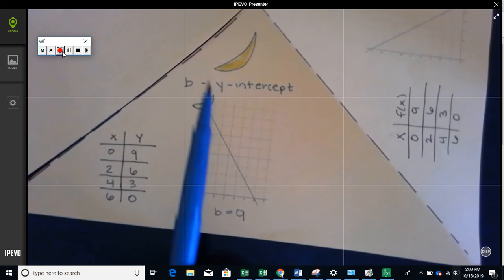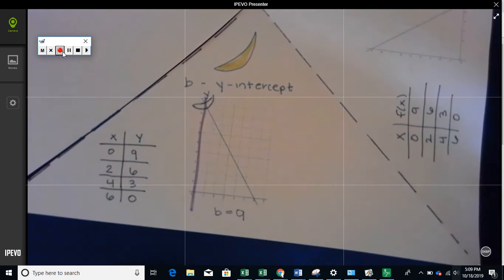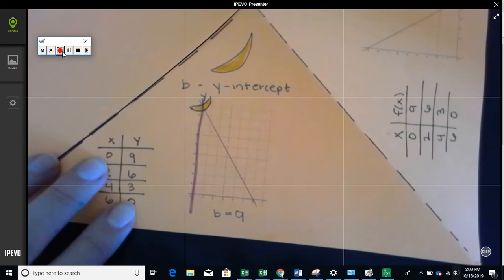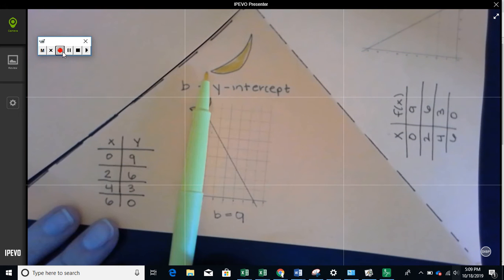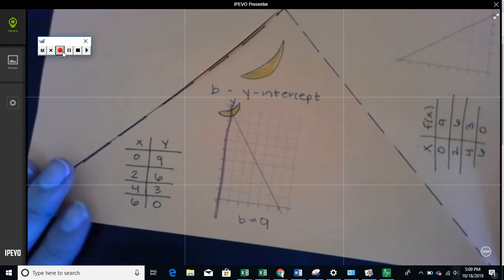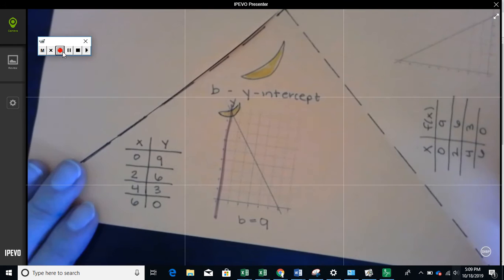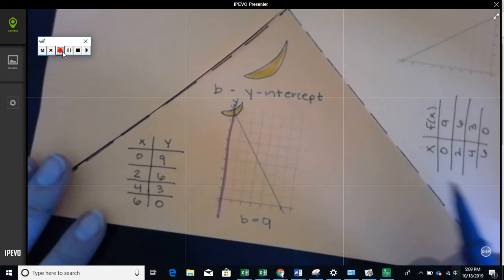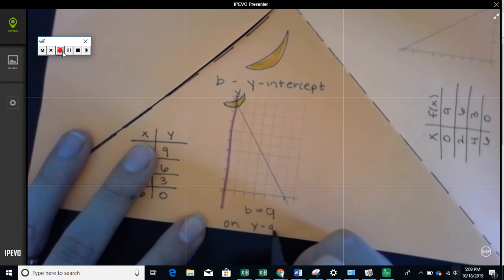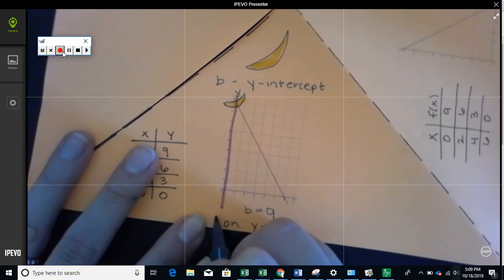Okay, that's the Y-intercept. That's on a graph. It's on the Y-axis. Always. Bananas are always on the Y-axis. Always. Always on the Y-axis. Now, on the table, it's a little bit different. Okay, on a table, the banana is where, so I'm going to have you write a little note right here. It's on the Y-axis, always. Banana's always on the Y-axis.